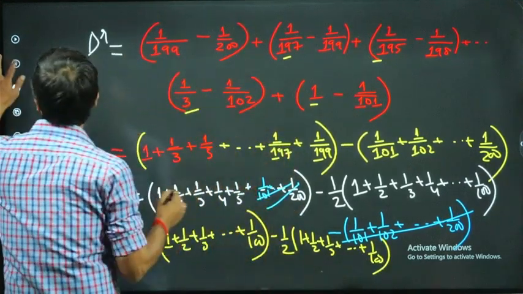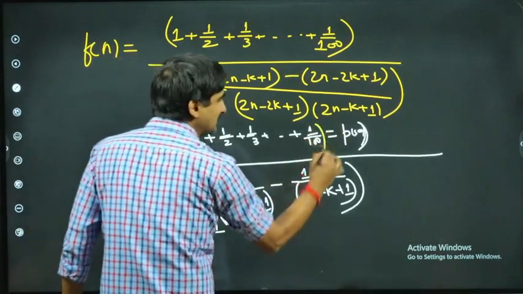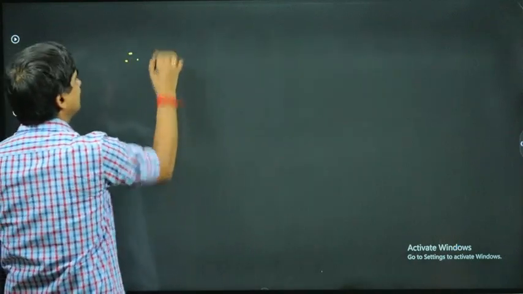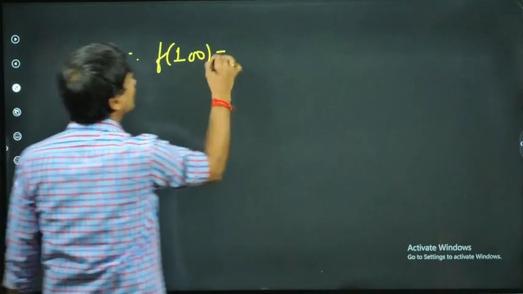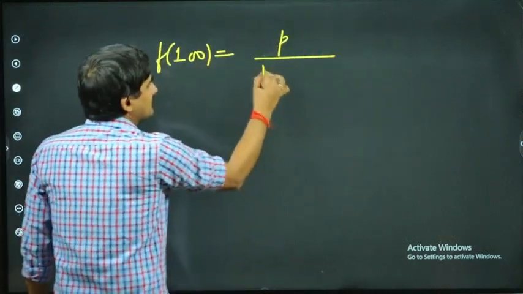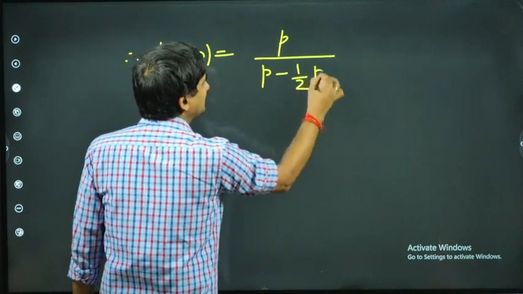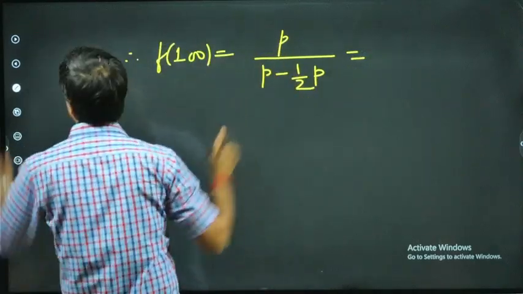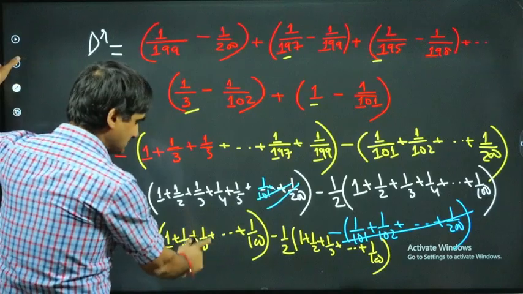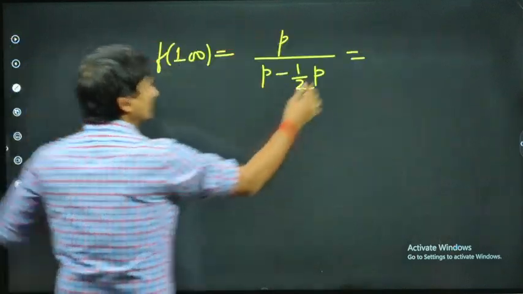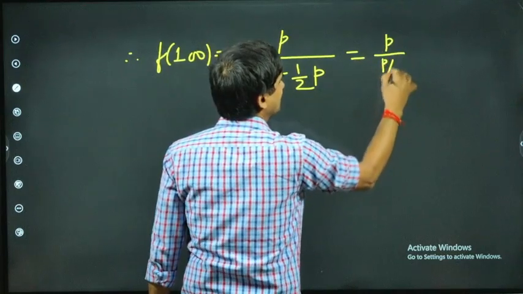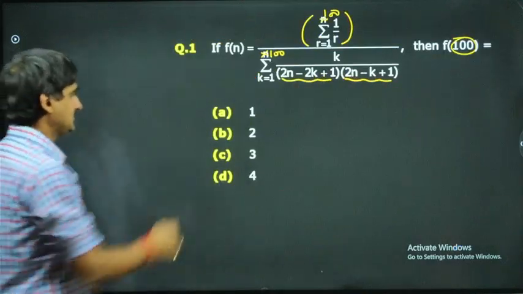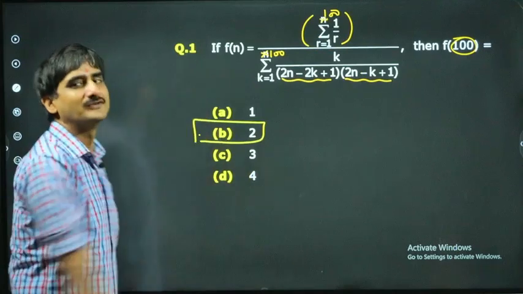Now I have already assumed this to be equal to P. So let's put the value. Therefore the value of F100 is P upon P minus half P. So how much is it? Let me check. This is P minus half P, so P by 2. So this is P over P by 2. So the answer should be 2. Let's go back and look at the option here. Yes, so that should be the correct answer here.